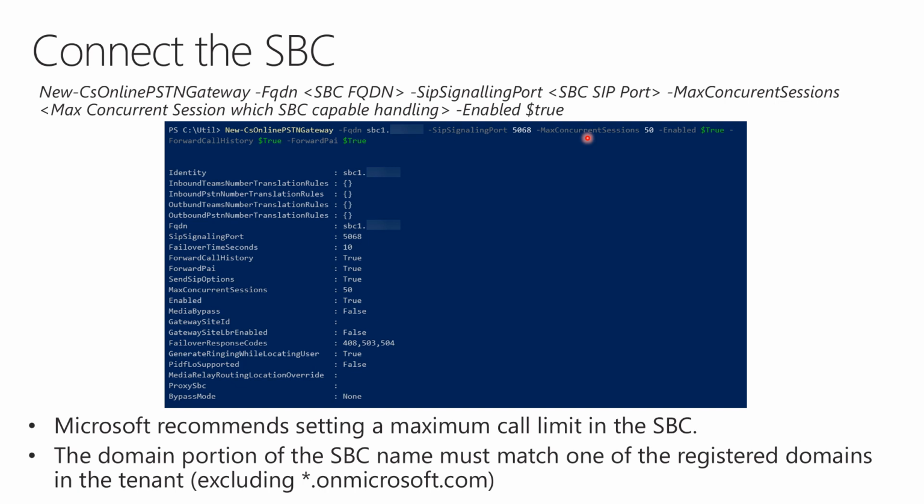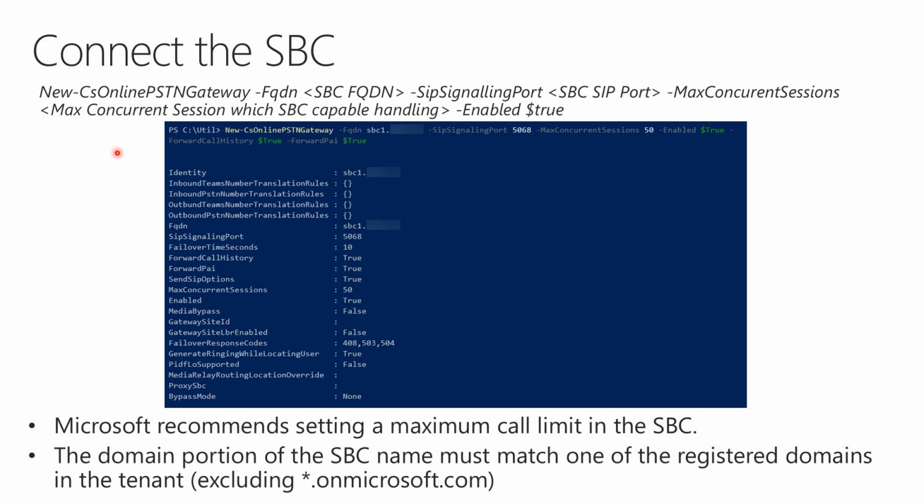That way the system will know if there are too many calls, we don't send any more calls to that session border controller because it's at capacity. And then of course, enabled true, you could set this enabled false if you were taking it out for maintenance or things of that nature. There are some other optional settings that you see here that I'll cover on the remaining slides, but you can see this is the basic commandlet that we need to run to register the session border controller with the service.